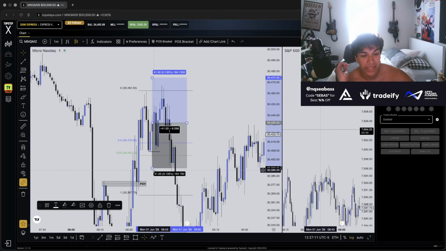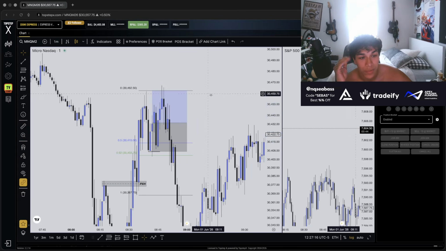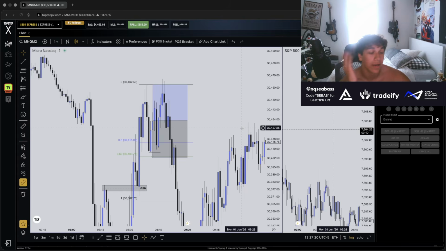This is pretty risky because we had already taken a draw, but I saw there were a lot of resting orders and I thought it would be stupid to not capitalize on this. I was pretty comfortable with it after this double sweep and displacement higher. So overall, pretty good trading day today in my opinion, guys.